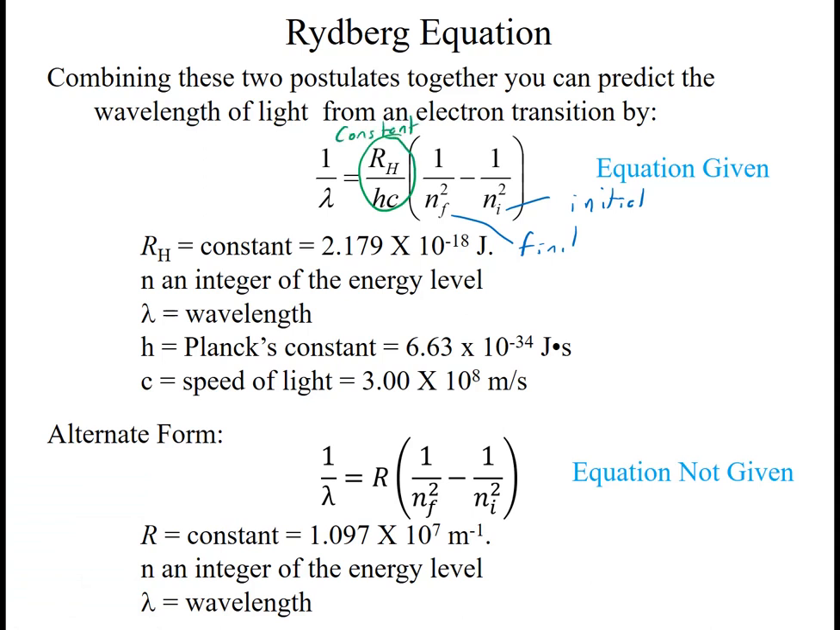If I take 2.18 times 10 to the minus 18th divided by 6.63 times 10 to the minus 34th and divide by 3.0 times 10 to the 8th, I get basically R, and R is 1.097 times 10 to the 7th. I don't give you this equation, but a lot of times you will see this if you look at other sources for how to do this. They'll start with this R value instead, just because these three values are a constant. But I do give you this equation if I give you a formula sheet, and this will be the equation that I will be using.